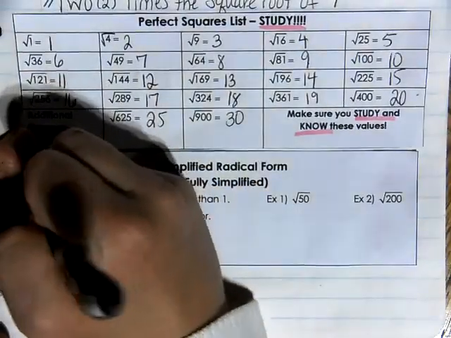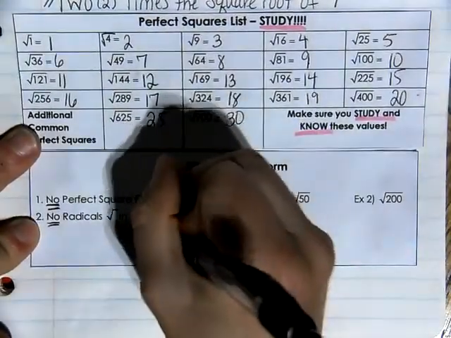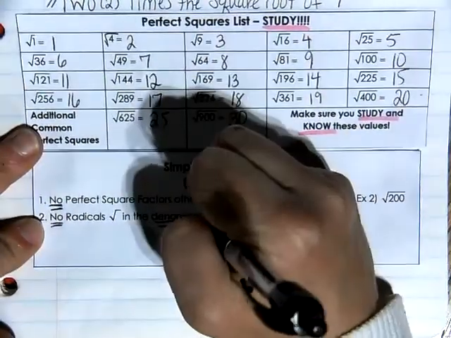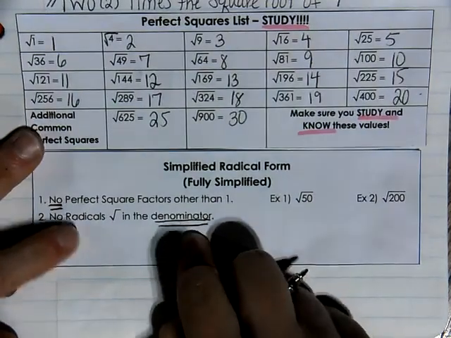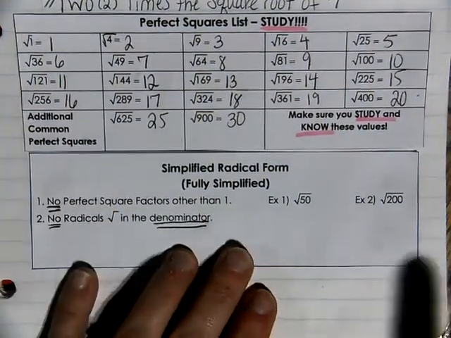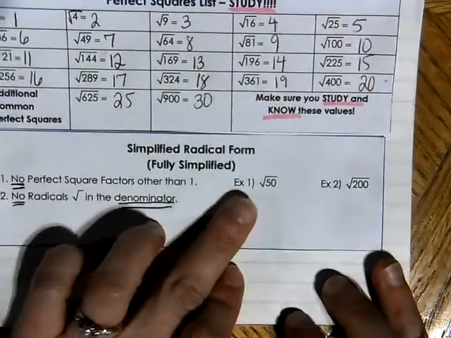And there are no radicals in the denominator. So eventually we will be working with fractions. And we want no radicals in the denominator and no perfect square factors other than 1 after you've simplified. Let's look at our first example.